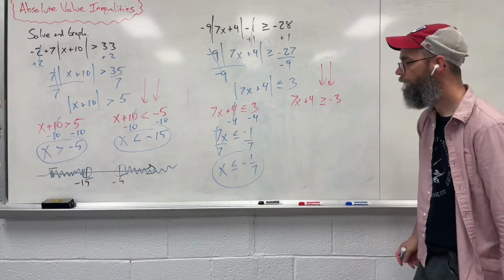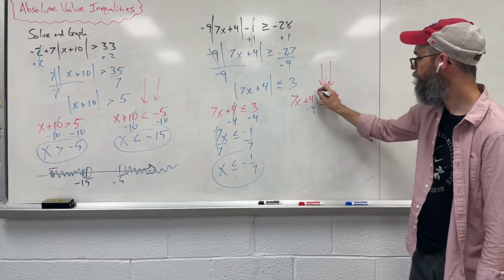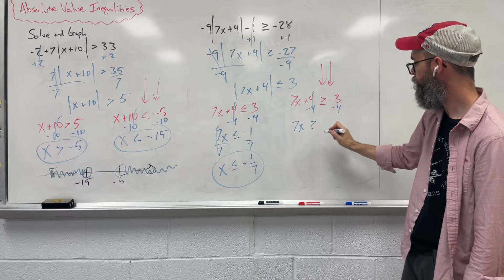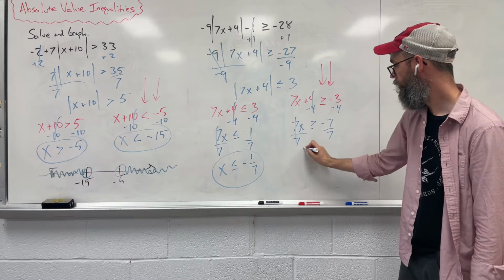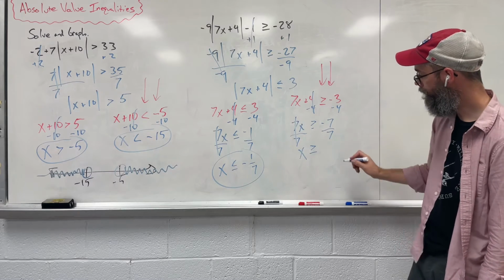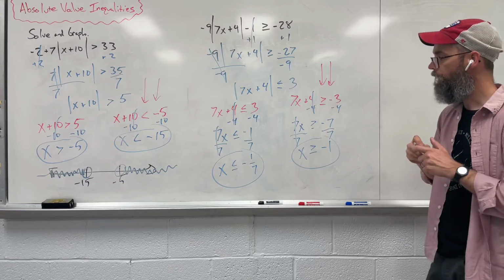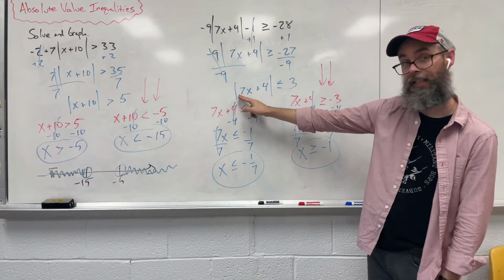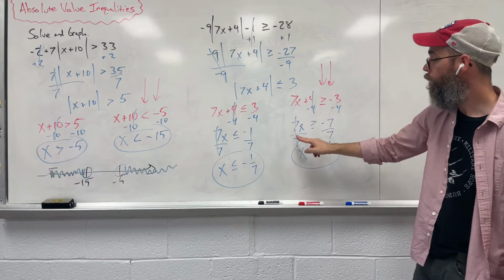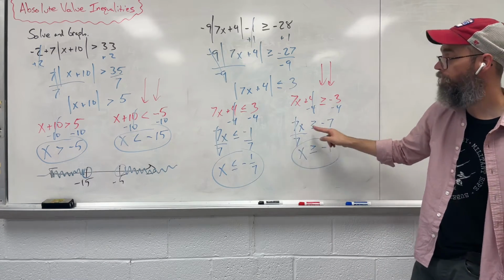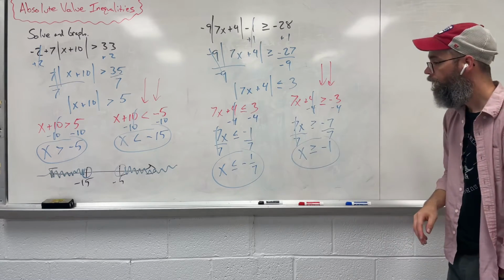We're allowed fractions, that's okay. On the other side, -4, -4, 7x greater than or equal to -7. Divide, x greater than or equal to -1. Congrats. Keep in mind that if for whatever reason there was a negative in front of the 7 here, when we divided by the negative, we'd have to flip the inequality one more time.